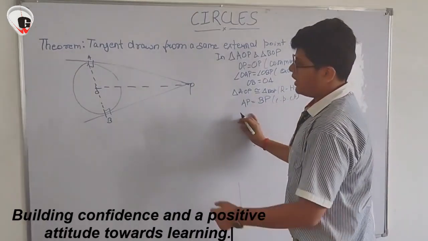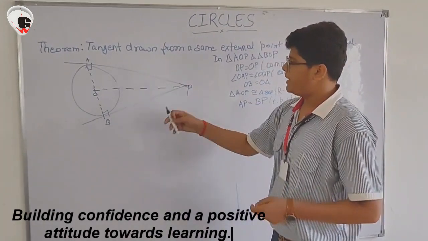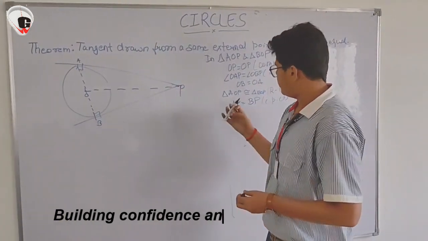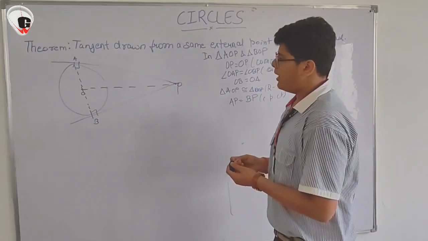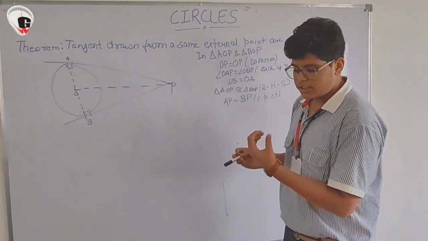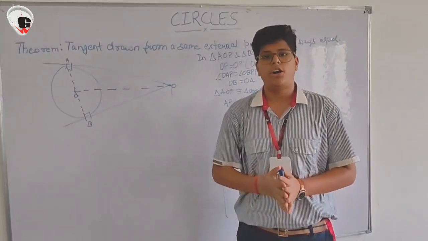So as we have proved that the line AP and line BP are the tangents and they both are equal, by this theorem we know that tangents drawn from a same external point are always equal.